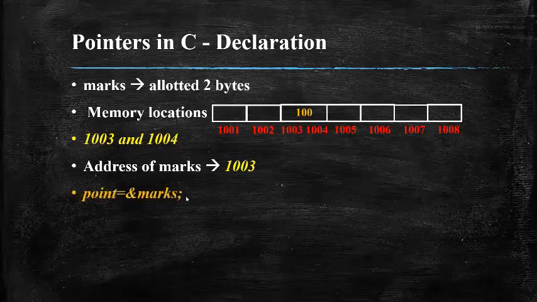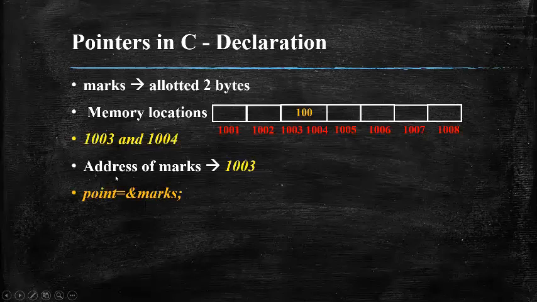Now, as I told you, we had the third statement, where the pointer variable will store the address of another variable. So the address of the variable marks will be assigned to the pointer name.